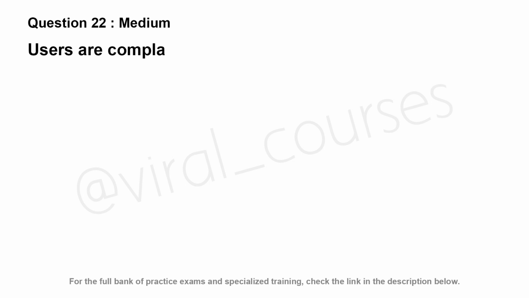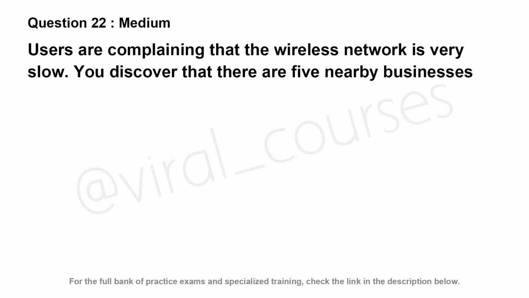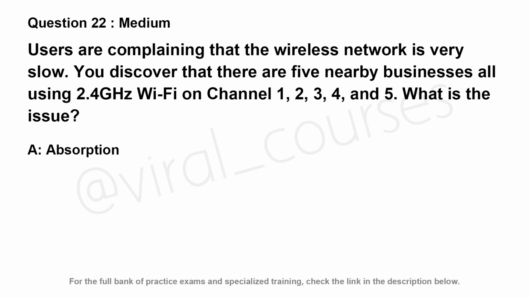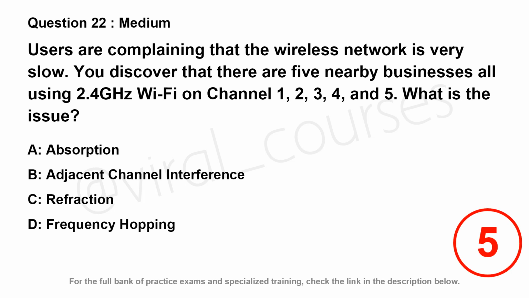Users are complaining that the wireless network is very slow. You discover that there are 5 nearby businesses all using 2.4 GHz Wi-Fi on channels 1, 2, 3, 4, and 5. What is the issue? Option A, absorption. Option B, adjacent channel interference. Option C, refraction. Option D, frequency hopping.